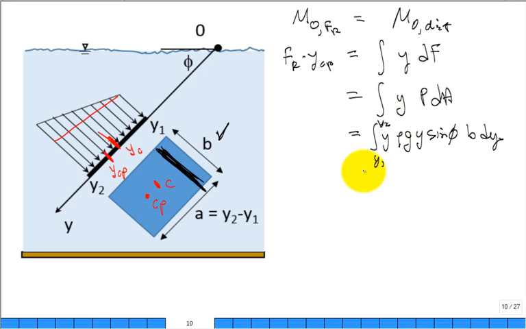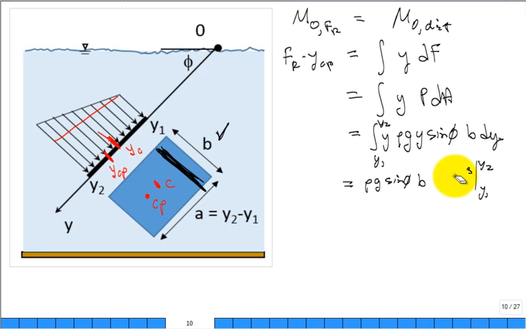How many people say, Professor, this is a derivation, it's in the textbook. Let me just read the textbook and I'll be done with it, right? No, sometimes it's good to see a derivation. Okay, so let's continue on. Rho g sine of phi, they all come outside. We have the integral of y squared, which is 1/3 y cubed, evaluated from y1 to y2.